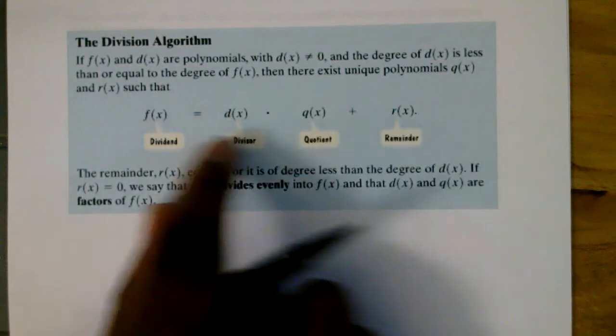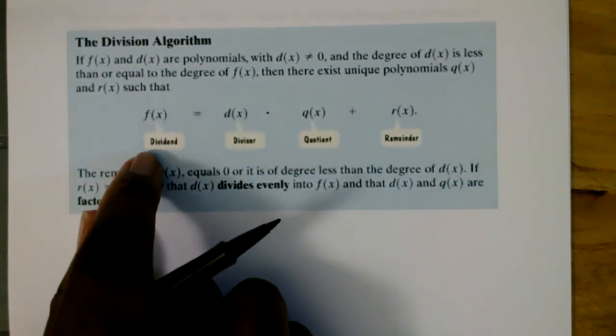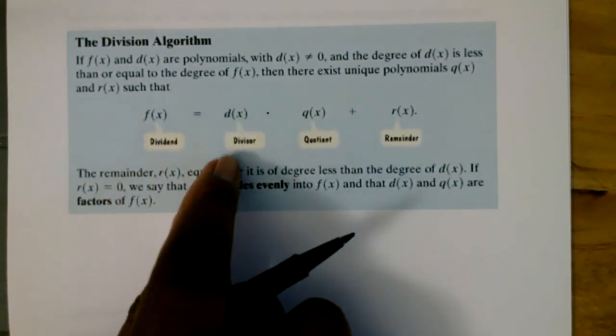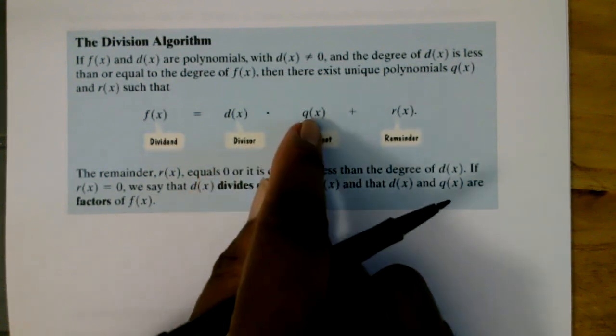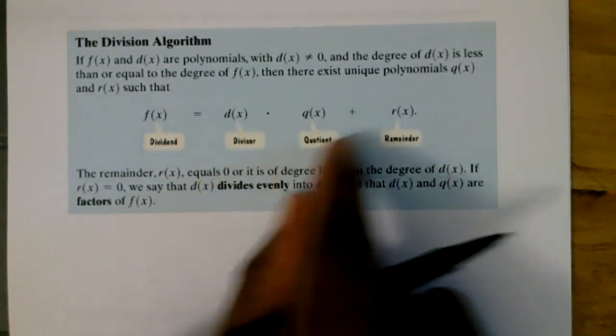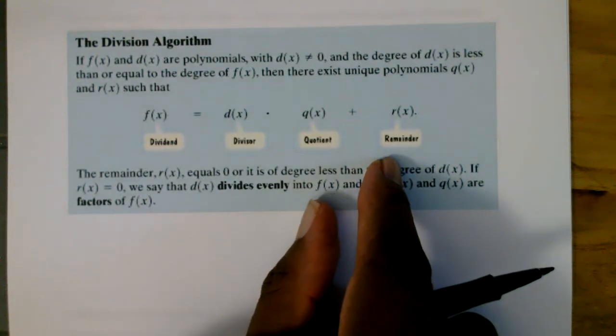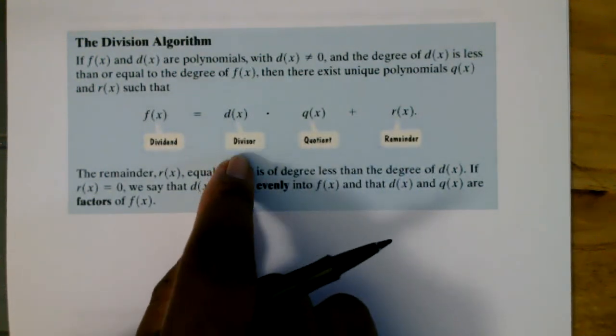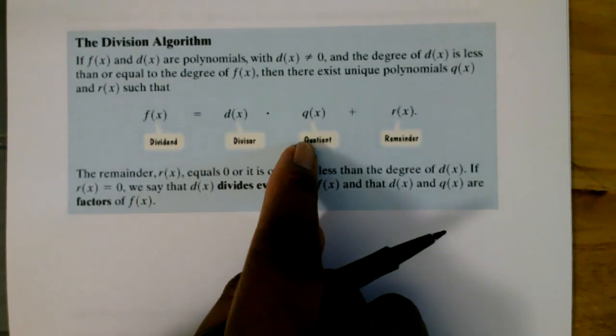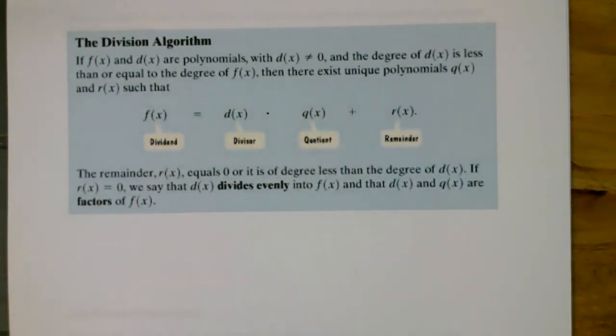What that is, is this. Your f of x is the dividend. The d of x is your divisor. Q of x is the quotient. And r of x is the remainder. So to get the dividend, you just take the divisor, multiply by the quotient, and then add the remainder. That will give you your dividend.